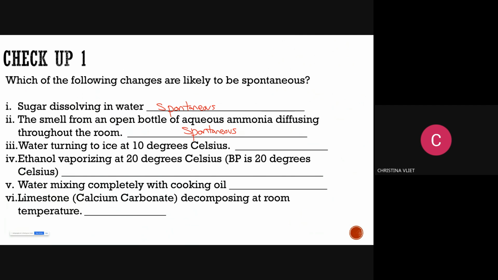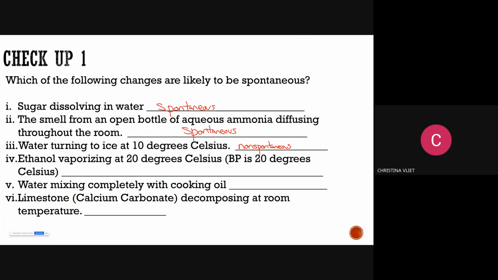Water turning to ice at 10 degrees Celsius. Non-spontaneous, because that doesn't happen until 0 degrees Celsius. The kinetic energy is too high for that to happen. So that's non-spontaneous. Basically, again, does it happen or not? This is not going to happen. Obviously, you could change things like pressure to affect it. It could happen at that temperature, but we're talking with everything else constant. So STP, just the one thing that we're changing.